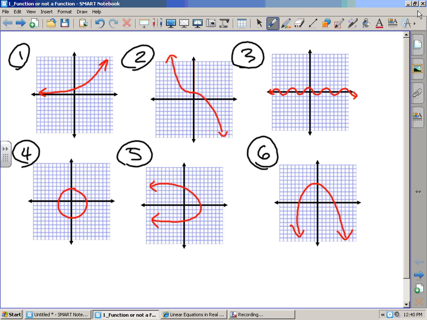Number one, when you look at this graph, you can see that this is a function. I'm just going to put yes if it is a function, no if it's not. This is a function because it passes the vertical line test.